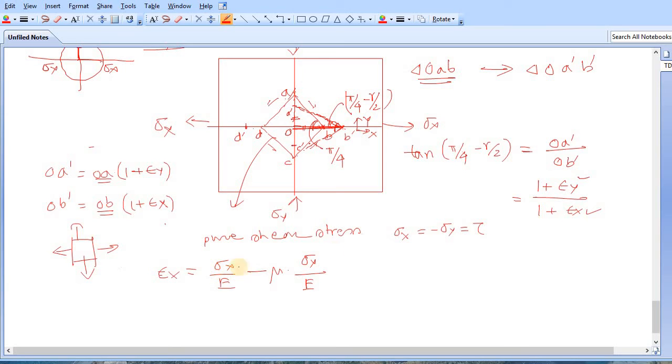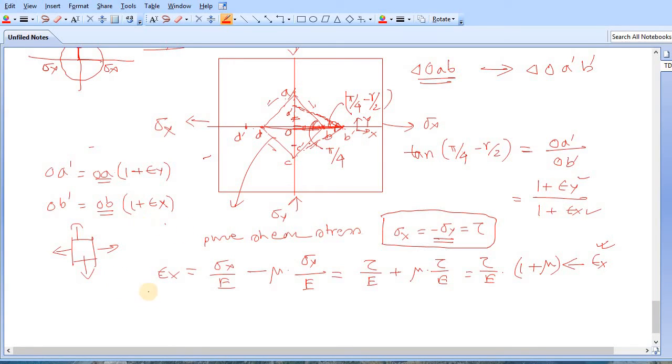Okay, and in this case for pure shear stress, you know sigma x is equal to tau, so put tau by E, and minus sigma y is equal to tau, so here put a positive sign and here put tau by E. So it is coming as tau by E multiplied by 1 plus mu. This is your epsilon x, or strain in diagonal dB.